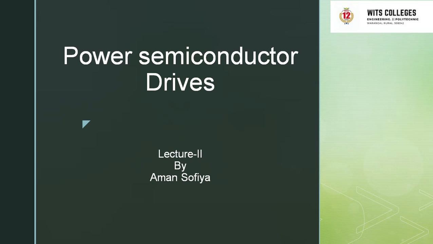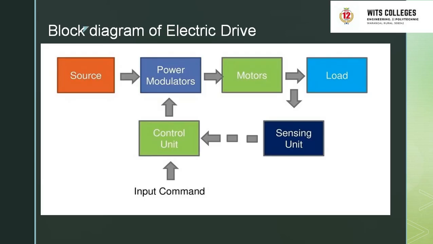Today we are going to discuss the block diagram of electric drive. The block diagram of electric drive mainly consists of 4 parts: source, power modulator, motor and load. Here, from the source, supply is transferred to motor and load through power modulator. Coming to the block diagram, power modulator will play a main role as it performs one or more functions.